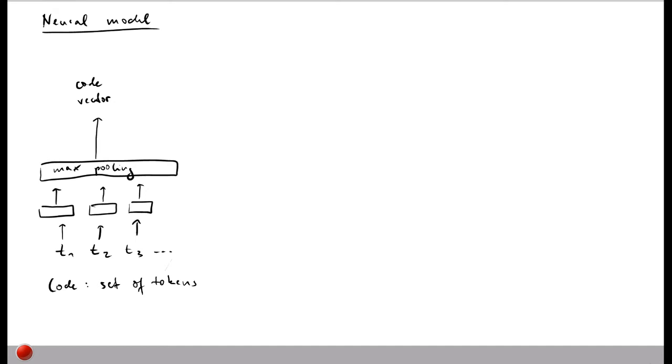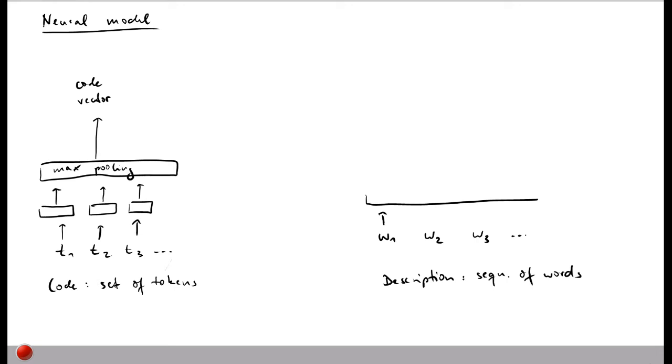On the other side, there also is the description. And this description is modeled as a sequence of words. And the way these words are then reasoned about by the model is as follows. So we have this sequence of words, W1, W2, W3, and so on. And all of these words are given into one recurrent neural network, which essentially works as we've described in an earlier module in this course that was specifically about RNNs.